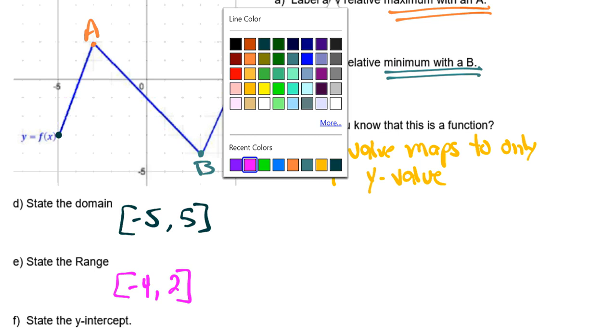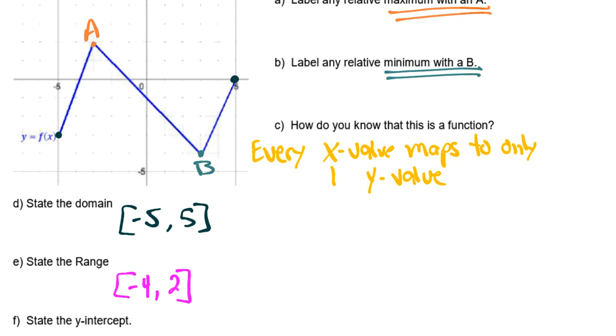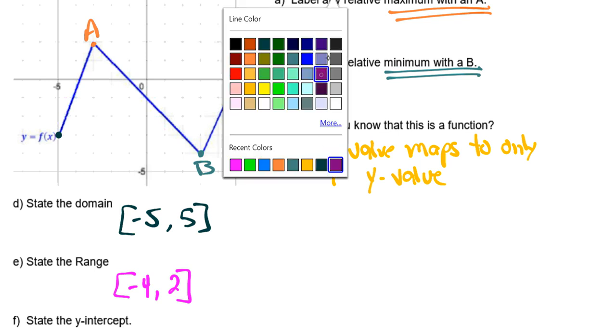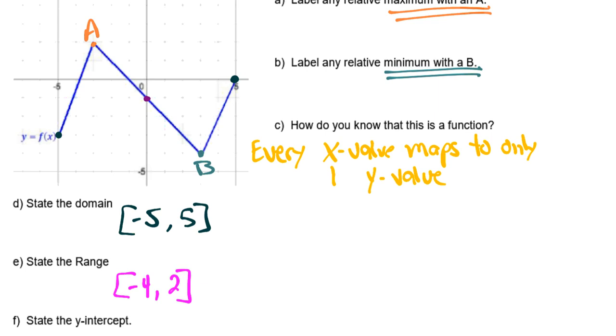Our y-intercept. Our y-intercept is going to be where our graph crosses the y-axis. So our graph crosses the y-axis at the point 0, -1.